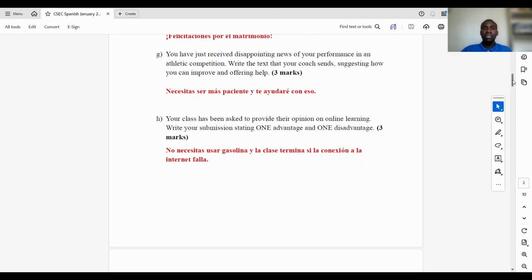No necesitas usar gasolina. You do not need to use gasoline. So obviously that is an advantage of using online learning.